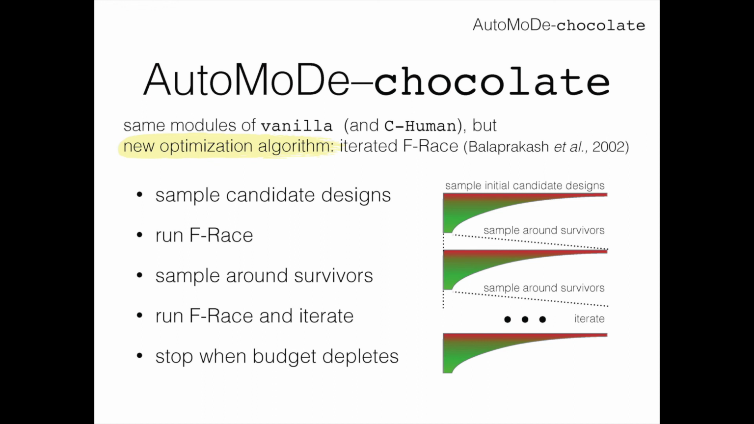Iterated F-race, as the name suggests, consists in iterating the F-race algorithm multiple times. It works like that. We sample an initial set of candidate designs, as we do in F-race. We run F-race. We take the winners of the race and we sample around them to obtain a new set of initial candidate designs. On this new set of candidate designs, we run F-race again and we iterate until the budget depletes.